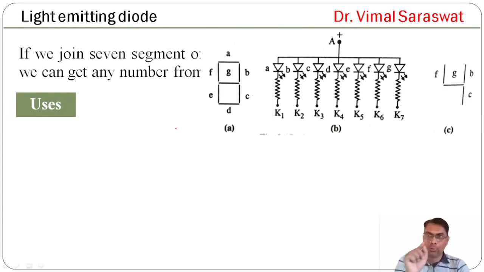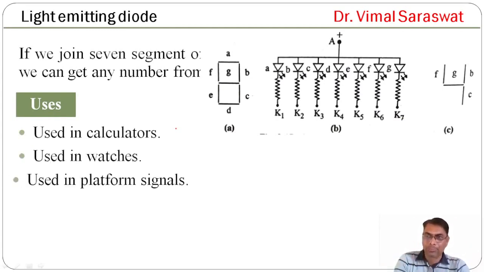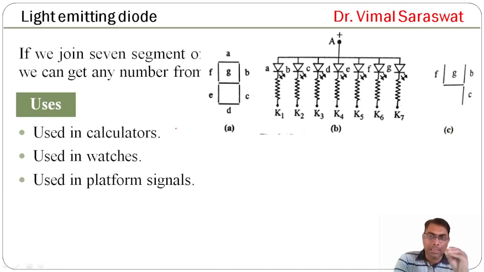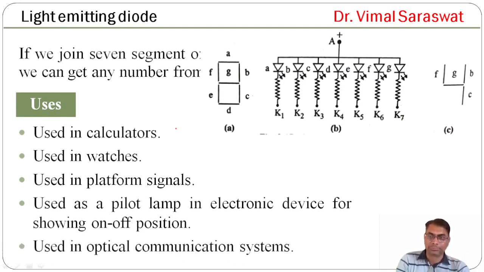Now, uses of LED. LEDs are used in calculators. They are used in watches, used in platform signals, used as a pilot lamp in electronic devices for showing on-off position, and also used in optical communication systems. So these are the uses of LED.